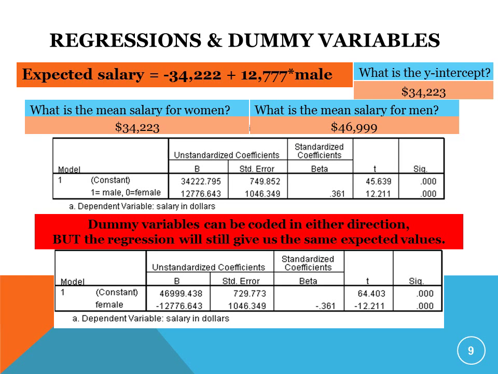Same answer, right? And then it's telling us this negative 13,000, negative 12,700. That's telling us that females make that much less than males. So again, if we take this 47 and subtract the 12,700, we should get 34,000, which is still the same answer. Different equation, right? It looks different from the first equation, but same results.